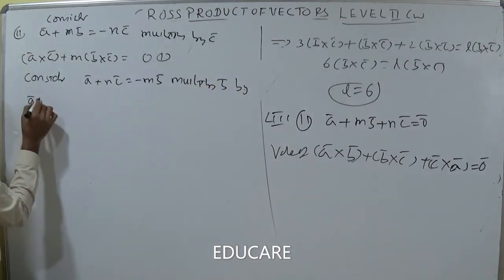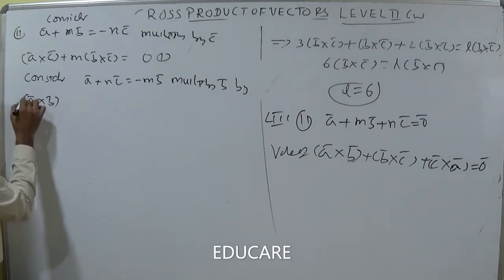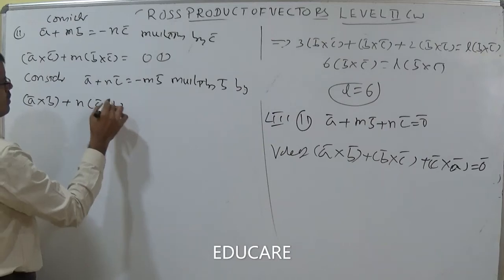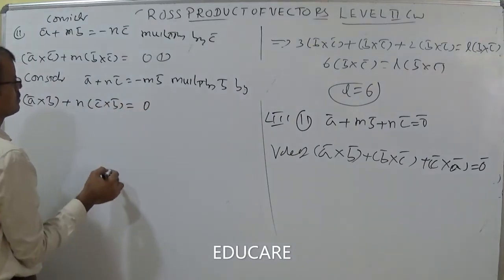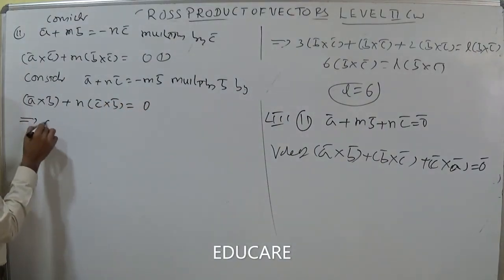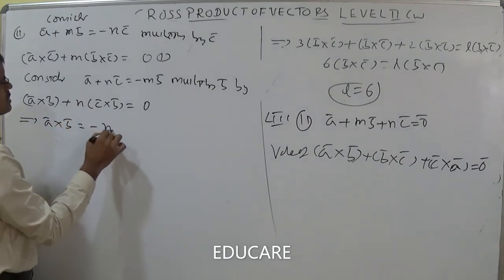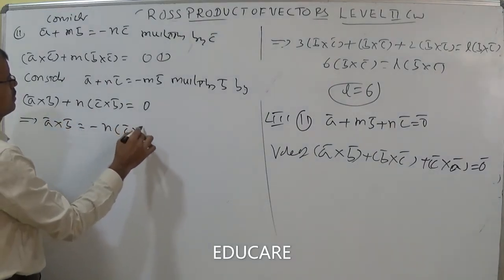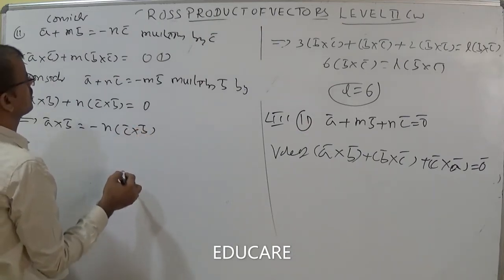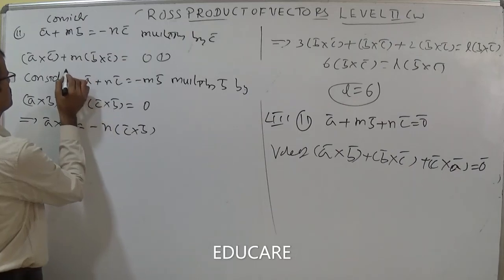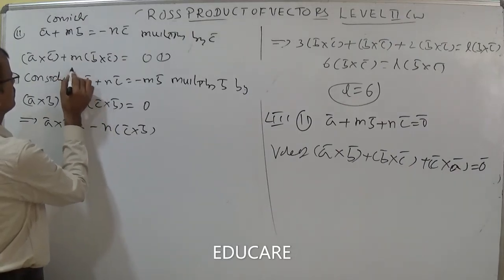Then you can write A bar cross B bar plus N into C cross B equal to 0. That implies A cross B is equal to minus N into C cross B. Here I am writing A cross C instead of A cross A, you can substitute.